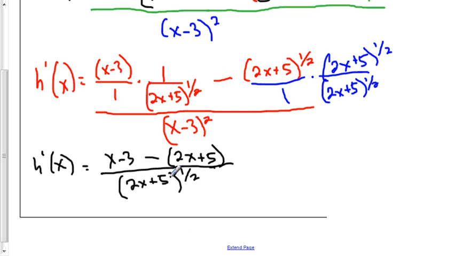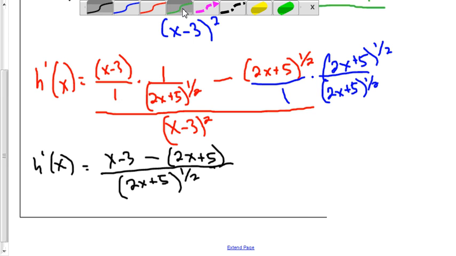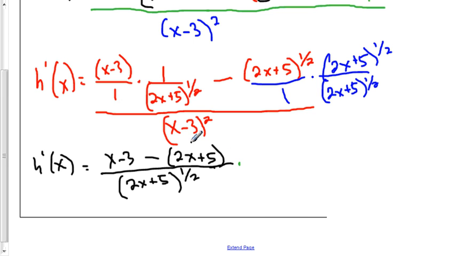Here's, that was the denominator, so we had common denominators. And then it's minus 2x plus 5. I'm just going to save a step right here. And it was being divided by x minus 3 all squared over 1. So I'm going to multiply by the reciprocal, 1 over x minus 3 squared.